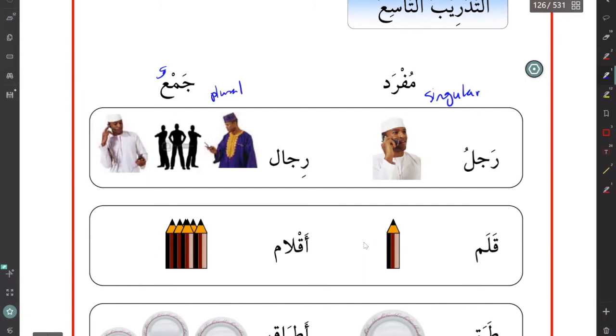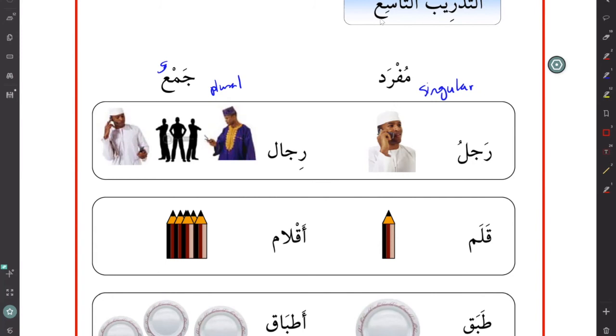Okay, singular and plural. I just quickly wanted to point out that in the Arabic language, plural starts with 3 or more. So 2 is not considered plural in Arabic. It is called dual, muthanna, which inshallah we'll be learning in a future lesson. But in Arabic, plural starts from 3 or more, and that's why all the pictures you see here show 3 or more. So 2 is not plural.